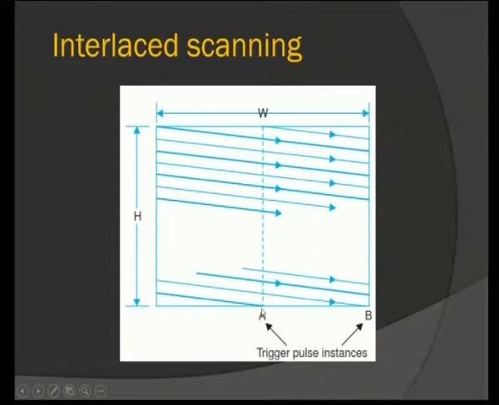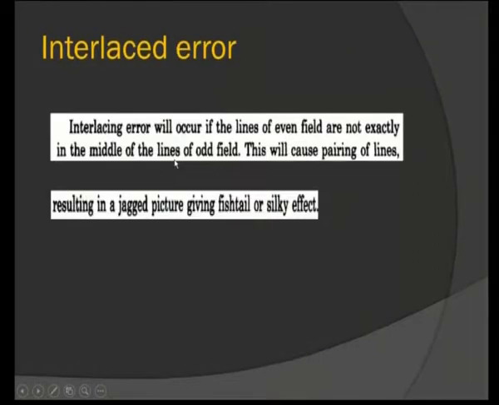So, whenever the trigger pulse signals here, it will start the next field, the second field. This will create synchronization during scanning. So, the next topic is interlaced error.